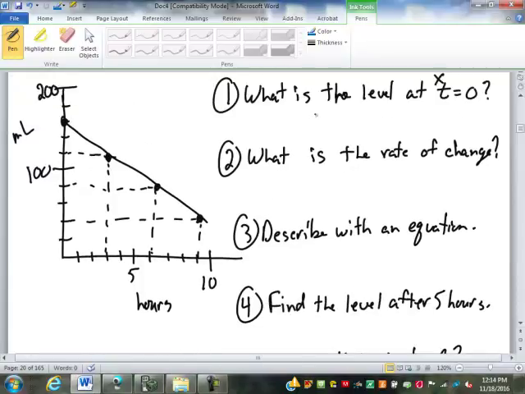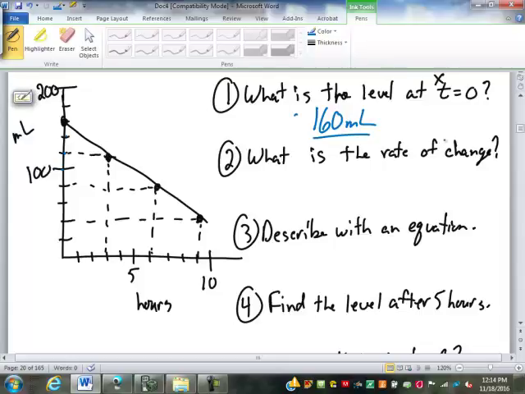Let's go over the first couple, just make sure you're on the right track. What is the level at time equals 0 or x equals 0? What did you get for that? Well, 100, 20, 40, 60. 160. 160 milliliters. That, remember, is the y-intercept, the initial amount.